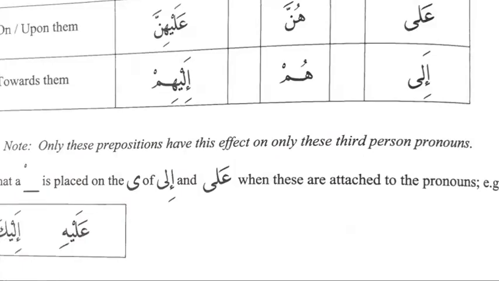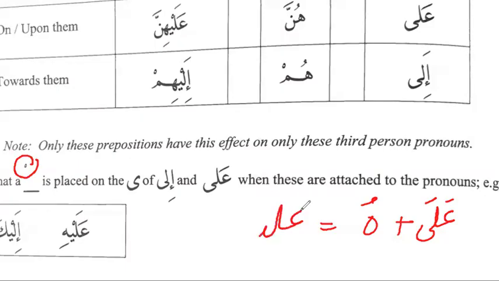Also note that a sakun or a jazm sign is placed on the ya of ila and ala when these are attached to the pronouns. Your word, if it comes by itself, ala, is like this. But when you join it with huwa, the way you will see it in the Quran and the way you write it, you will put a jazm sign or a sakun sign on it as well.